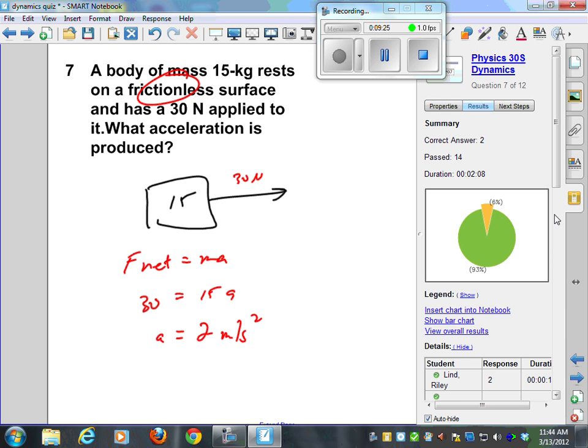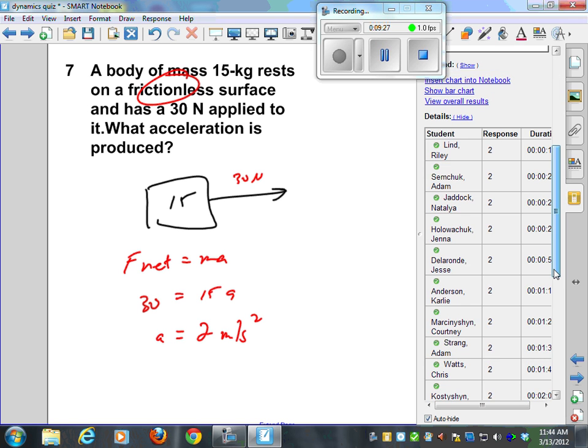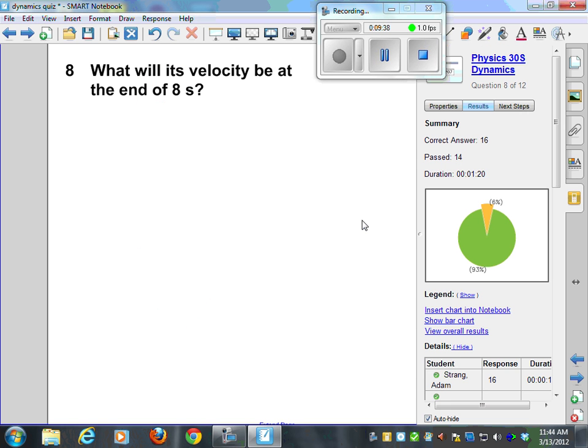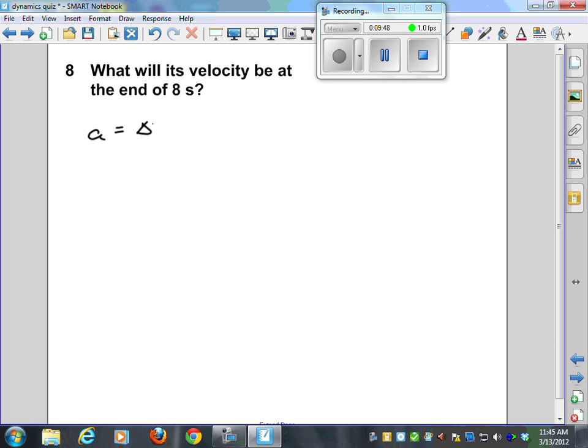How'd we do? Oh, excellent. Just one person. Very divided. Or you subtracted. Don't do that. What will its velocity be at the end of 8 seconds? You go a equals delta v over delta t. The acceleration was 2. The delta v is what we're looking for, 8 seconds. The change of velocity is 16. Therefore, my final velocity is 16 meters per second.